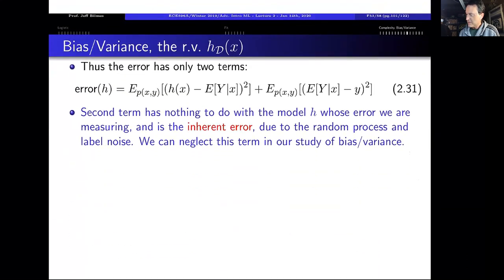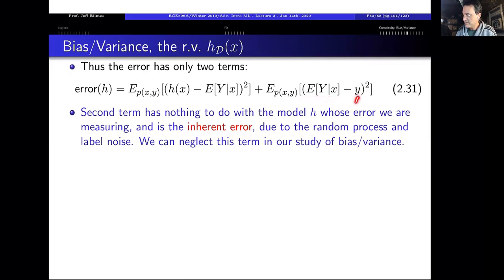Let's talk about the second term. What we really care about is the error of H. The second term has nothing to do with H. Notice that H is only involved in the first term. And this is the overall inherent error, right? Think about the term inside here. It's saying, this is the best possible thing we can do if we insist upon making one prediction for Y for a given X, right? That's the best we can do.